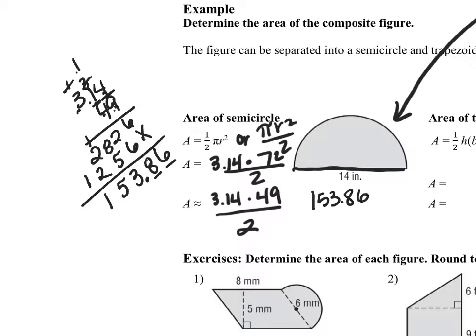Now, since it's a semicircle, we've got to divide it by 2. So there's one more step. 153.86 divided by 2.